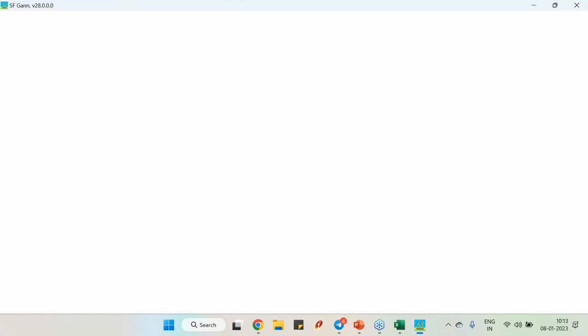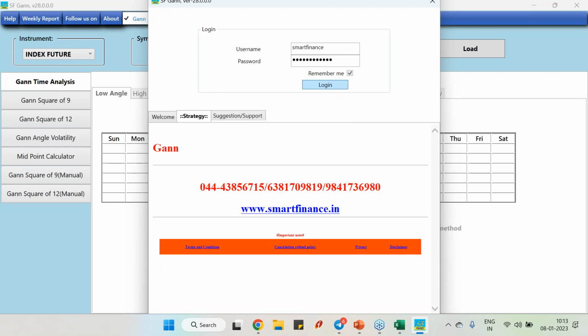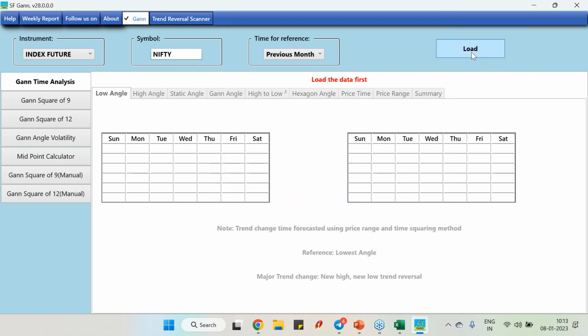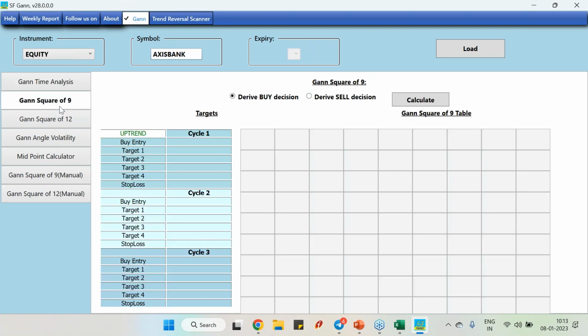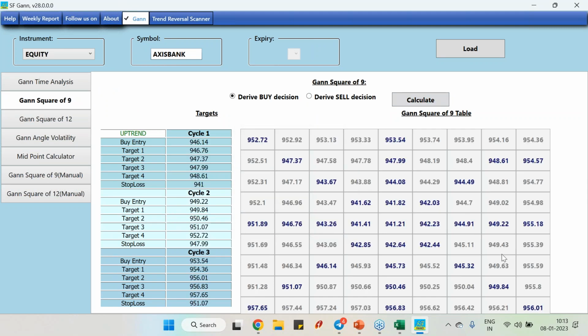So the square of 9, square of 12, tetrahedron, hexagon, many geometrical figures find a place in the Gann study. Here I am just loading the data. I will be going for the square of 9. Similarly, there are many methods in Gann. So this is the square of 9, as you can see here.